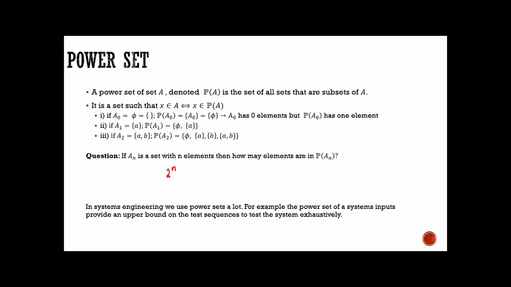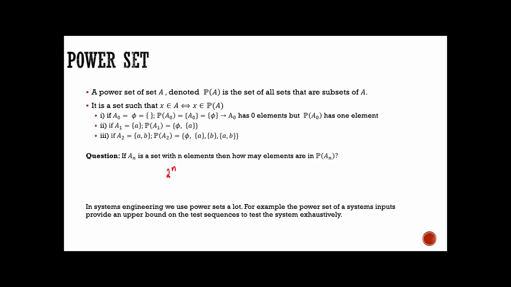So in systems engineering, we use power sets a lot. For example, the power set of a system's inputs provides an upper bound of the test sequences to test the system exhaustively. Remember, part of our discussion on concept exploration was that we need to take into account different conditions and different environments. So we can generate a set of inputs that will represent those environments. And knowing the power set, we can have the total number of combinations of those inputs that we have to use in order to test our system.